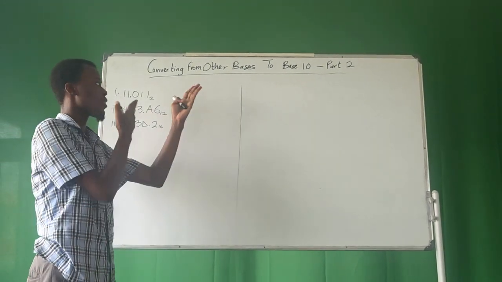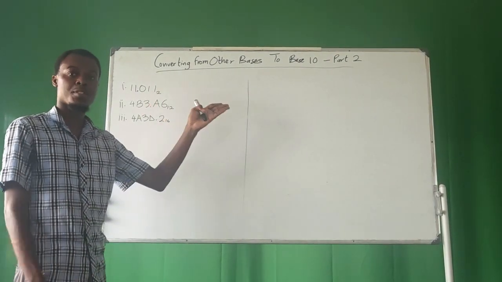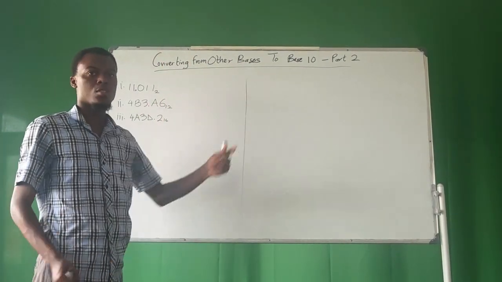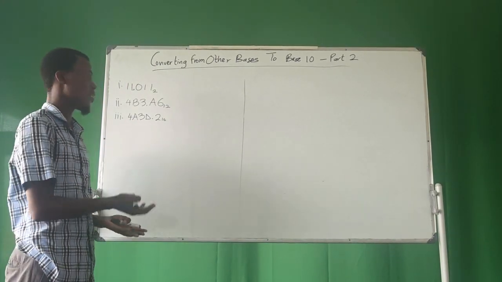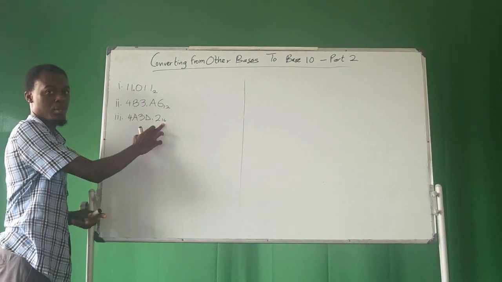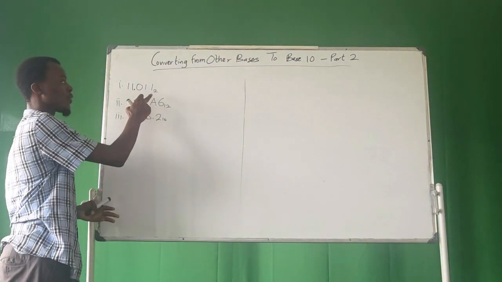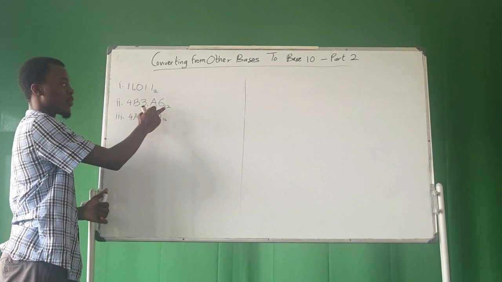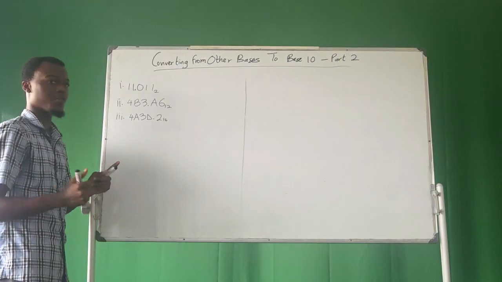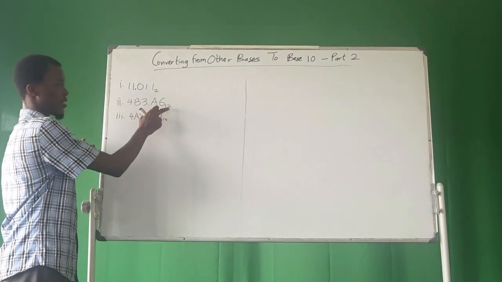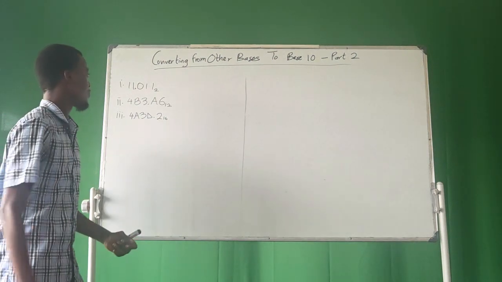So this one is part 2 of converting from other bases to base 10. From what we learned previously, with the new syllabus there's the introduction of the hexadecimal key. So we are going to solve examples involving binary, duodecimal, and hexadecimal. I think the old curriculum ends at base 12, but the new curriculum ends at base 16. So let's do it together.